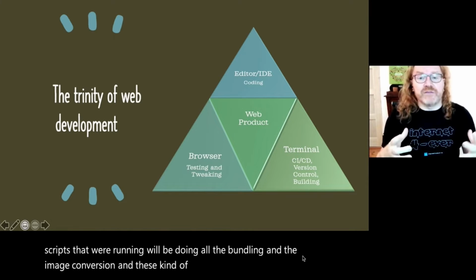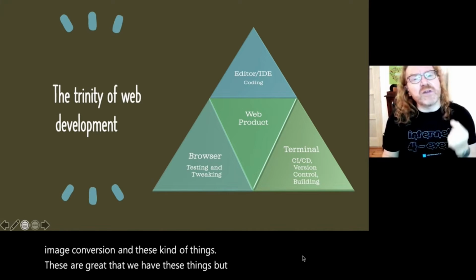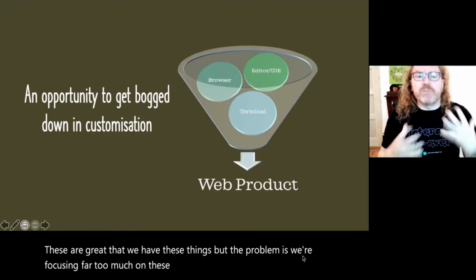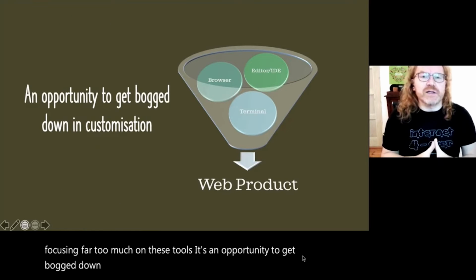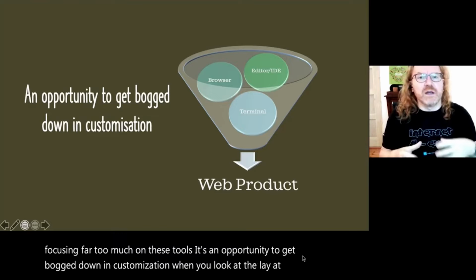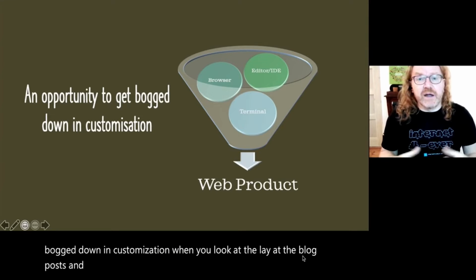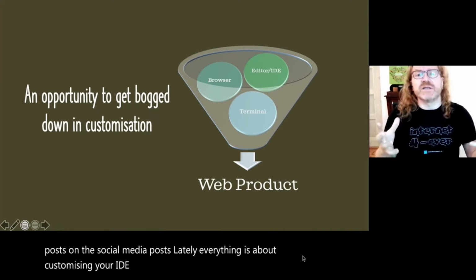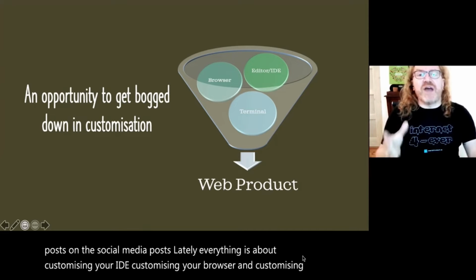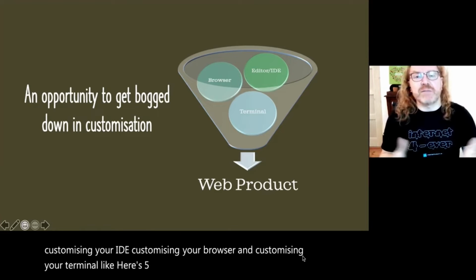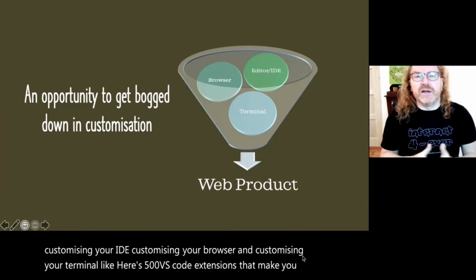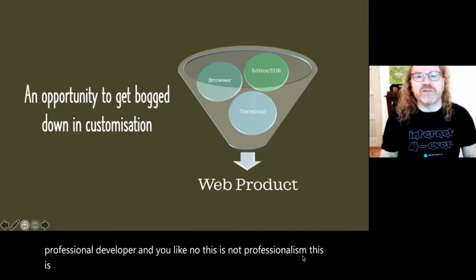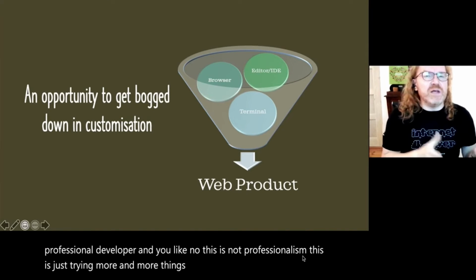These are great that we have these things, but the problem is we're focusing far too much on these tools. It's an opportunity to get bogged down in customization. When you look at the blog posts and the social media posts lately, everything is about customizing your IDE, customizing your browser, and customizing your terminal. Like, here's 500 VS Code extensions that make you a professional developer. And you're like, no, this is not professionalism. This is just trying more and more things out. When you think about it, you don't need much anymore.